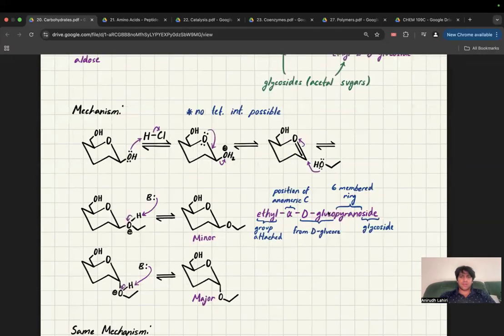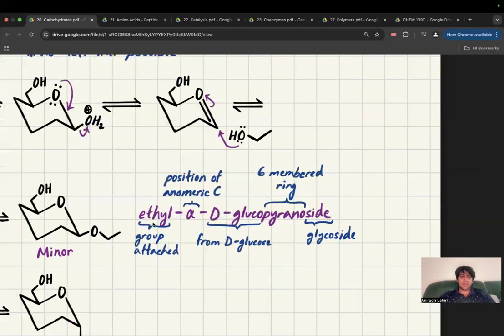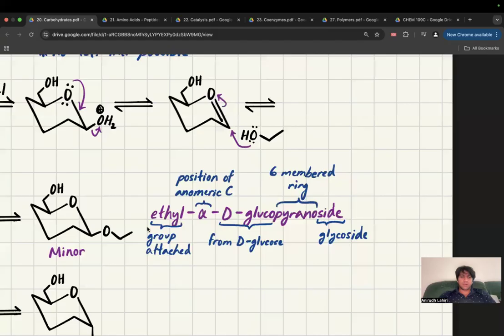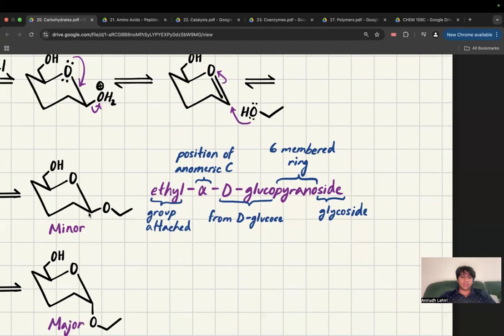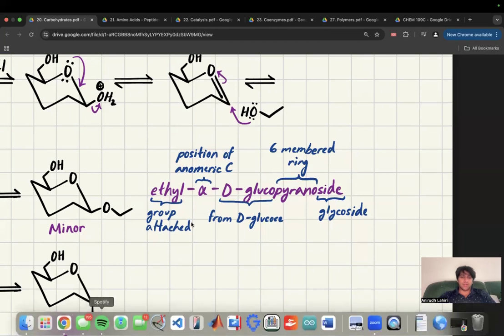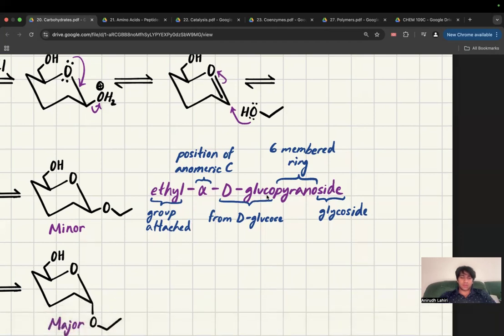But let's just analyze this name a little bit. Okay, ethyl corresponds with this group, right? Alpha, position of the anomeric carbon. If it's up, it's beta. If it's down, it's alpha. Gluco just corresponds with glucose, D-glucose. Pyranoside. Pyranose is a six-membered ring. Side means glycoside. Cool.